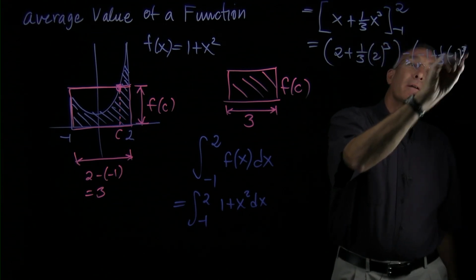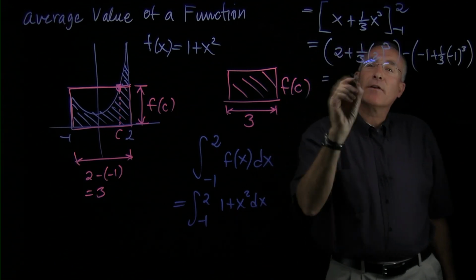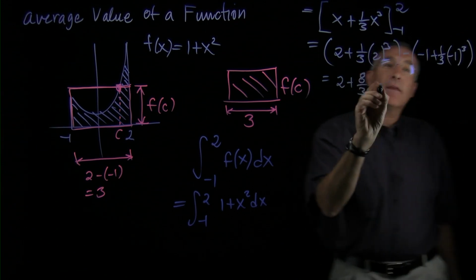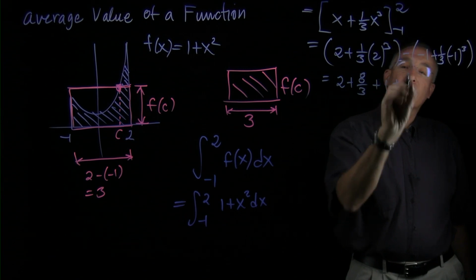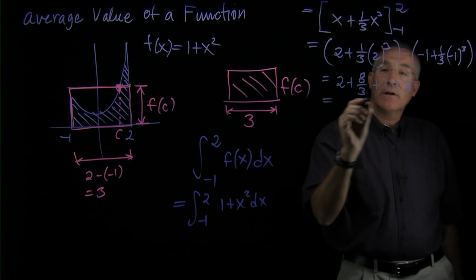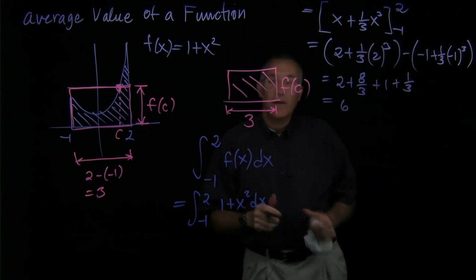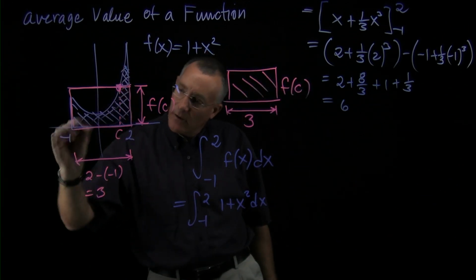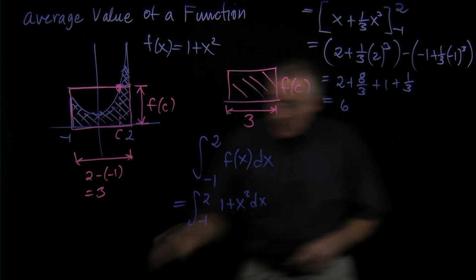Normally I would have you just figure this out. That looks like about 2 plus 8/3. And then we've got plus 1, and then plus 1/3. So that looks like 9/3, which is 3, and 3 more, which is 6. So we have an area of 6. So the area of this is 6, and we would like this rectangle to have an area of 6, which shouldn't be too hard.